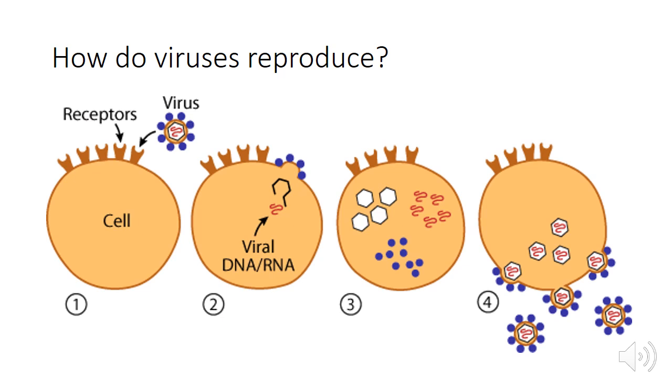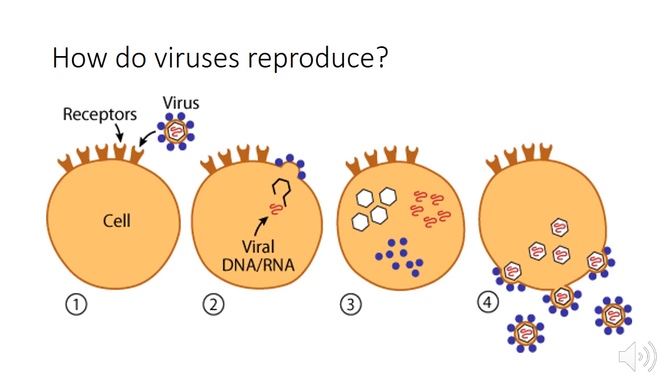So how exactly do they reproduce? If you look at the picture, once the virus has attached to the receptors on the cell, the viral nucleic acid injects into the cell, leaving its protein coat behind. You already know how proteins are synthesized through transcription and translation, but the virus itself doesn't have these organelles, so it has to use the host's organelles to synthesize its nucleic acid and synthesize its protein coats, which they can then assemble to make mature virus particles.